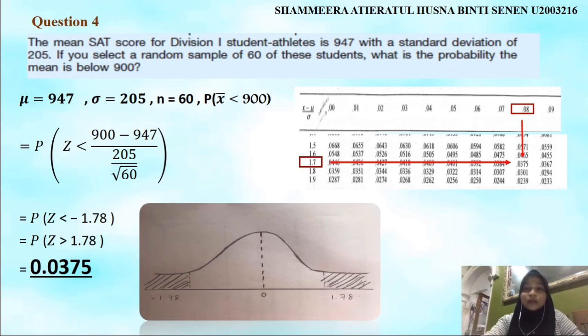So we still use that formula, which is the sampling distribution of the sample mean, and we substitute all the information given into that formula, which is P(Z < (900 sample mean minus 947 mean) over 205 standard deviation over square root of 60, which is the sample size), and we will get P(Z < -1.78).